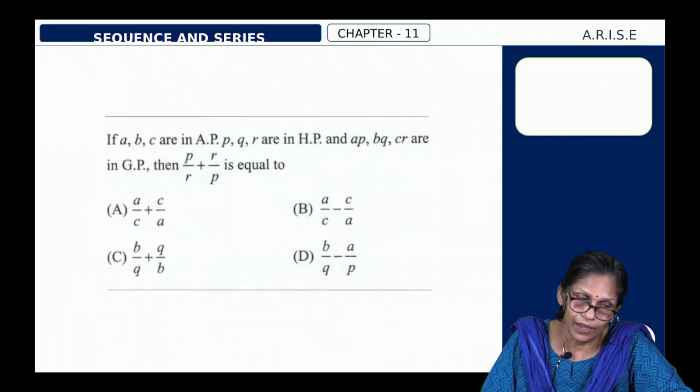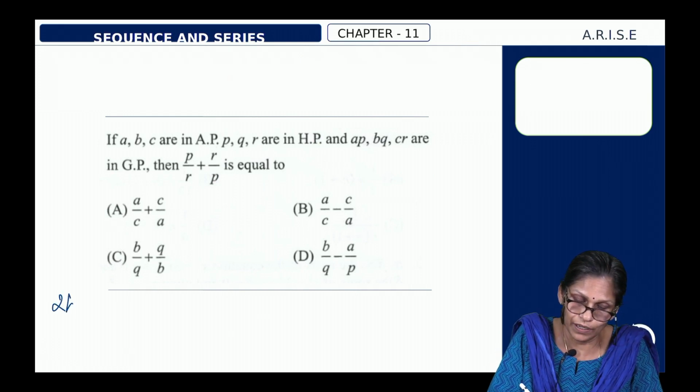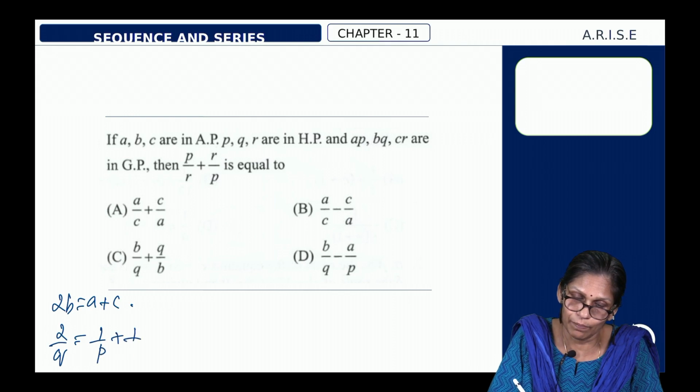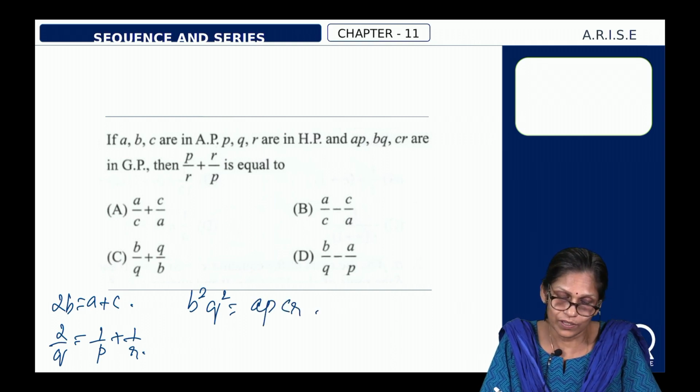Now, if A, B, C are in AP, so 2B is A plus C. P, Q, R are in HP, so 2 by Q is 1 by P plus 1 by R. This in GP means B squared, Q squared is APCR. Okay. So, what is given?